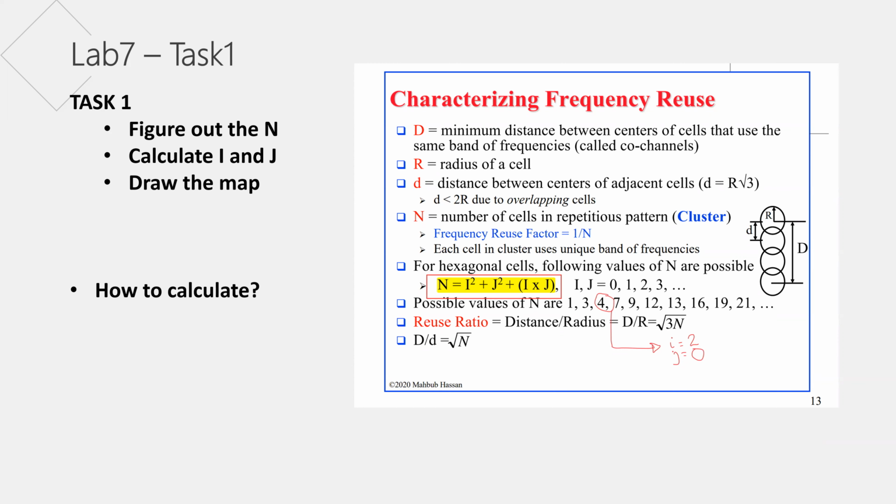So basically, I equals 3 and J equals 2. So we move right for 3 steps because I equals 3, and we turn 60 degrees counterclockwise and move J cells into here. So that's how we draw these maps. If you can understand this example, then you can do task 1.